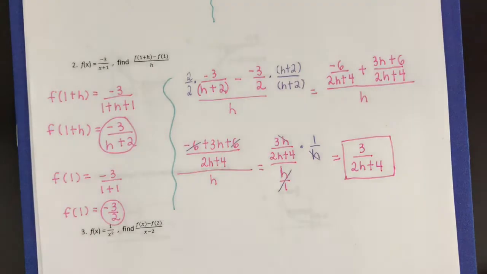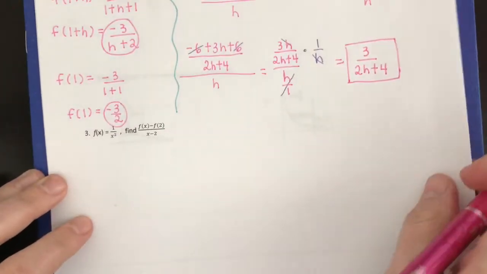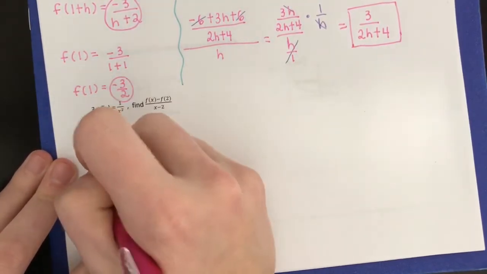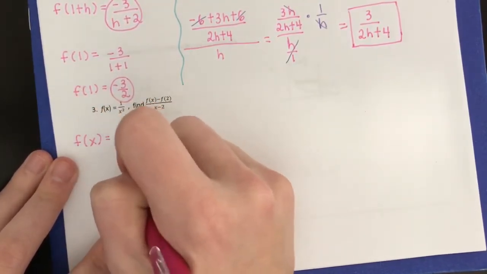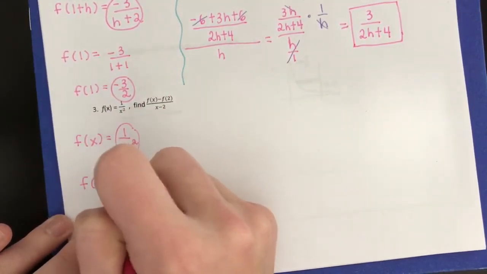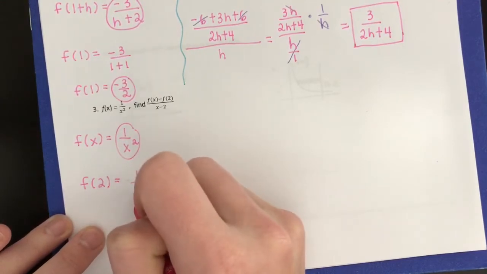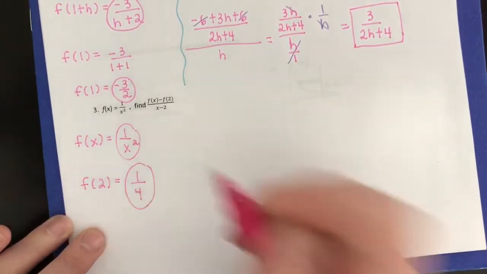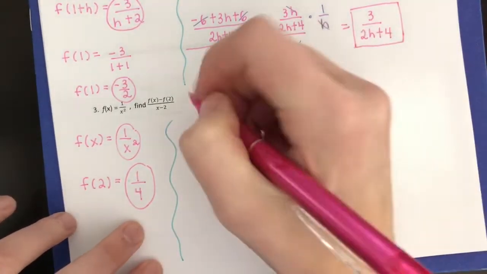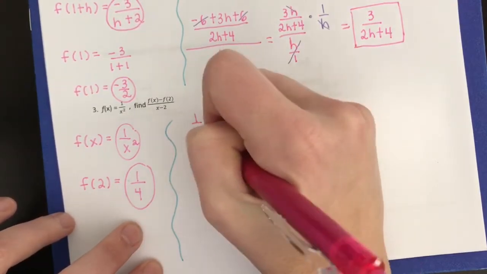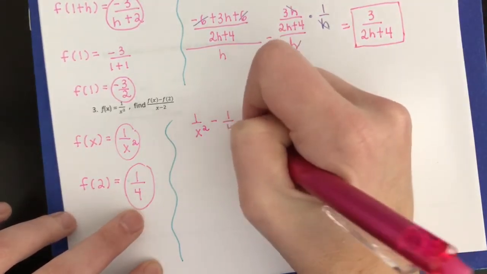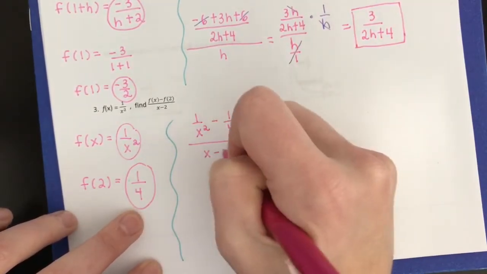Okay, so now number 3. Number 3, we want f of x, which is 1 over x squared. Got it. And then we want f of 2. So 1 over 2 squared, which is 1 over 4. Okay, so then we're going to plug in f of x, 1 over x squared minus 1/4 all over x minus 2.